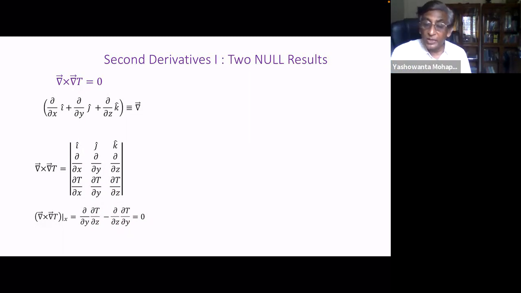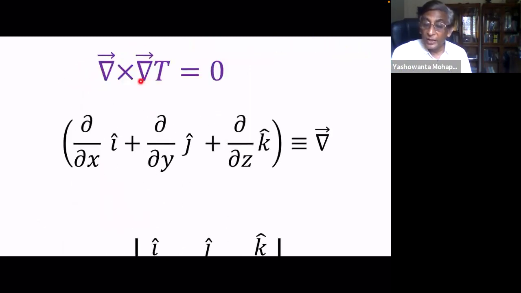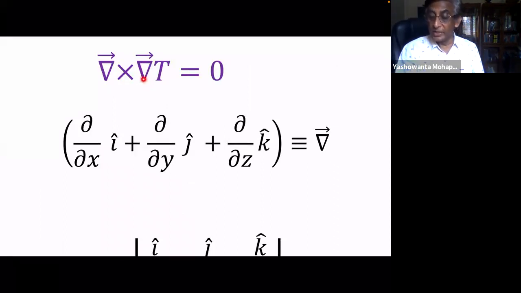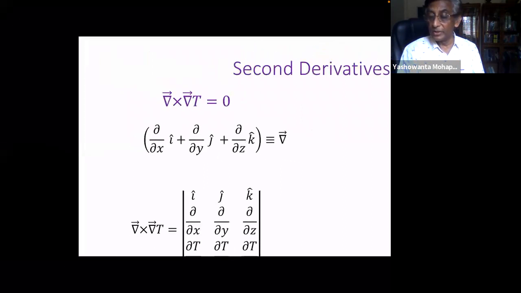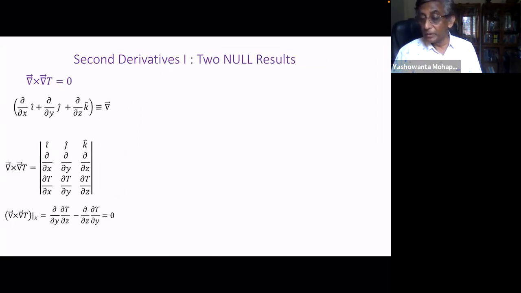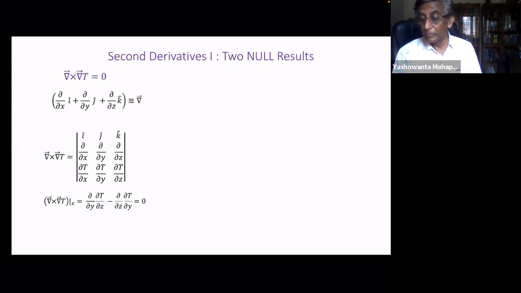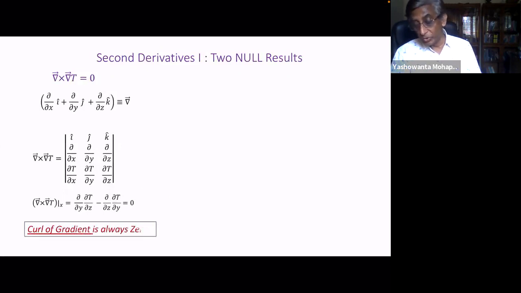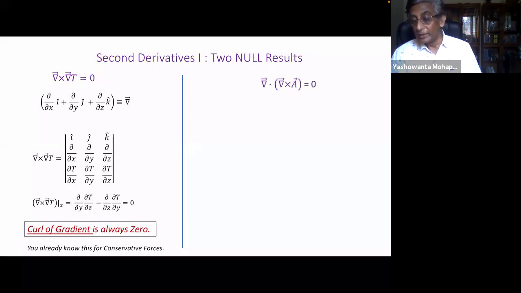Why am I calling it a second derivative? Because I have already taken the scalar's gradient, and then I'm taking the curl. So that is one. Curl of gradient is always zero, always, always. This is important, and you already know this for conservative forces. The next one: if I have taken the curl, then its divergence is zero.